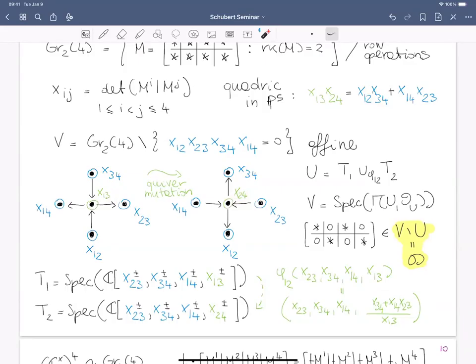The first is the product of the incoming labels, x12 and x34. And then the second term is the product of the outgoing labels, x14, x23. So in other words, the rule that mutates the label is just, in this case, the relation that tells you that this is a quadric hypersurface. And you can think of it, if you solve for x24, as giving you a birational map phi12 between the torus associated to this quiver and the torus associated to the second quiver after this mutation.